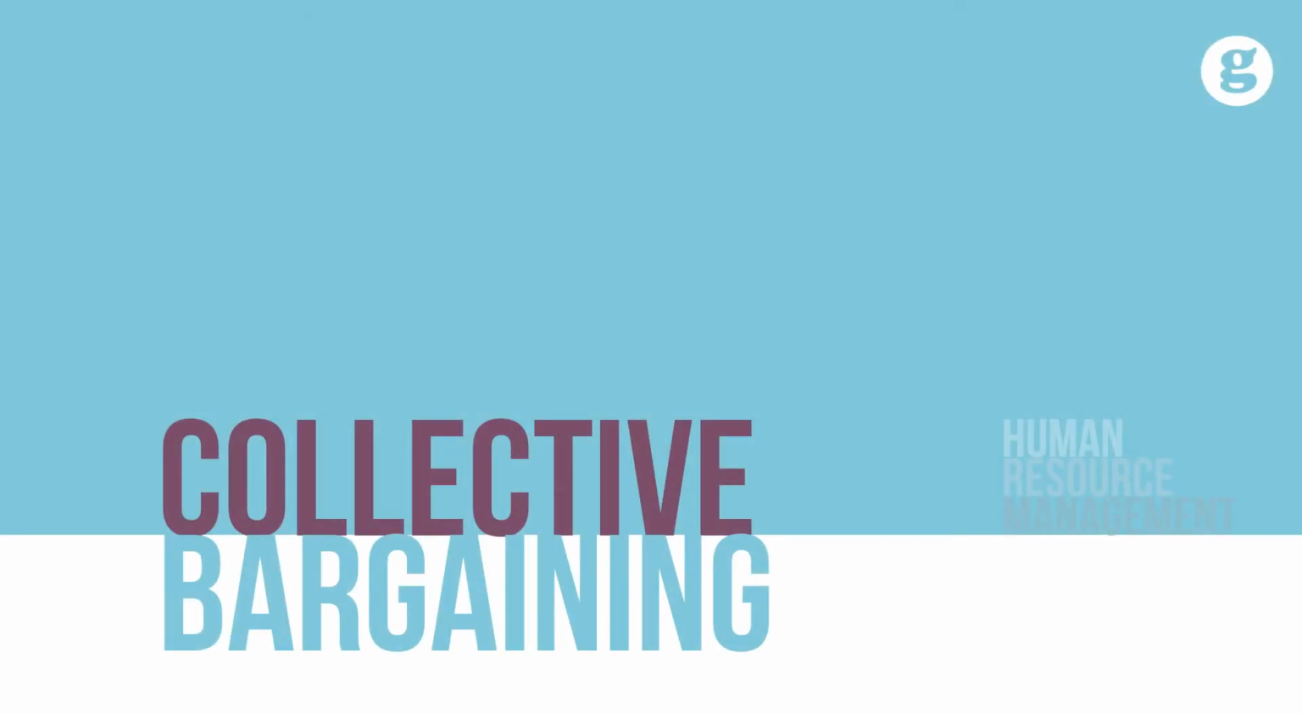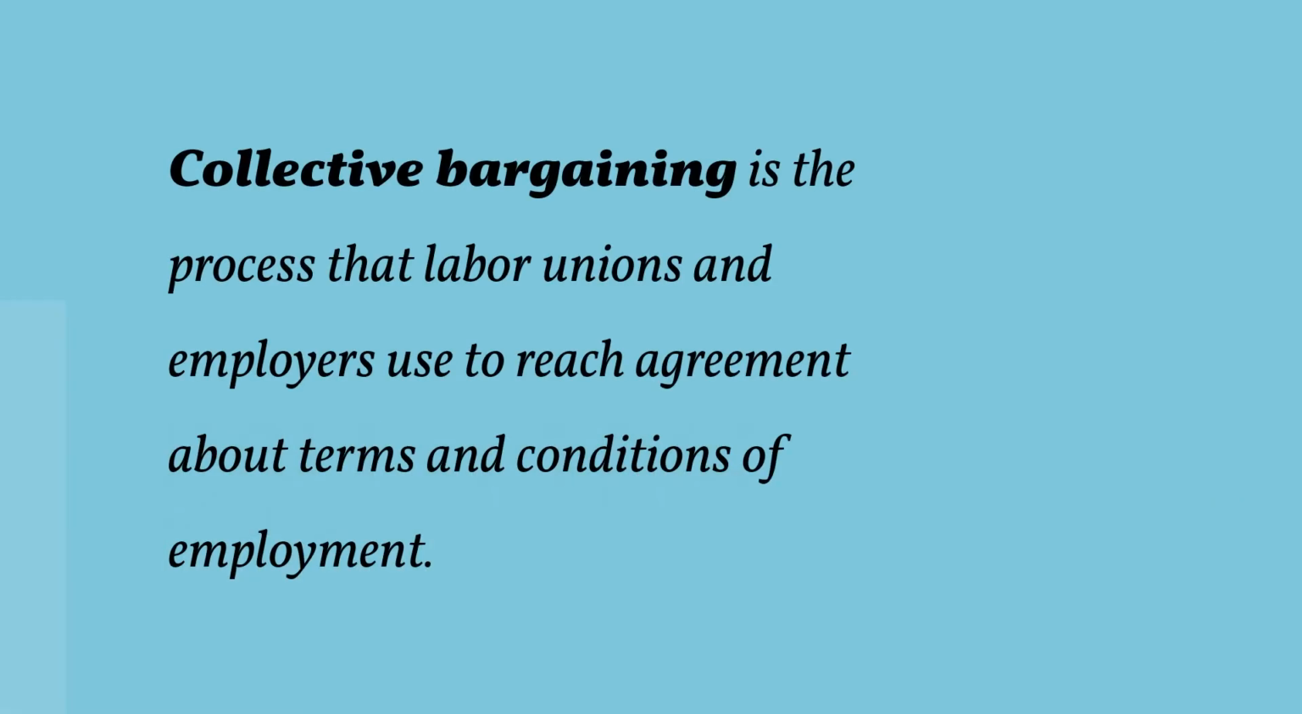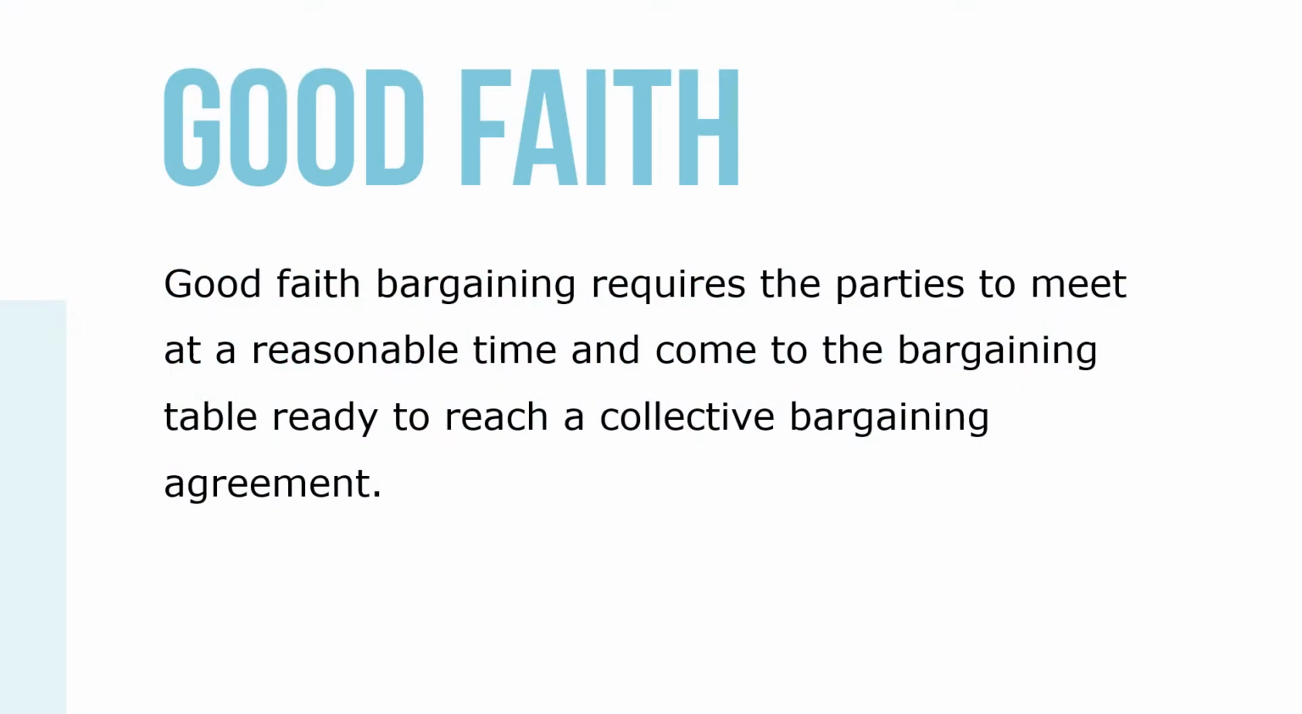Let's take a look at the collective bargaining process. Collective bargaining is the process that labor unions and employers use to reach agreement about wages, benefits, hours worked, and other terms and conditions of employment. The NLRB requires that employers and unions bargain in good faith.